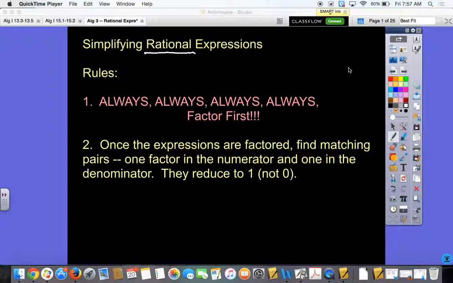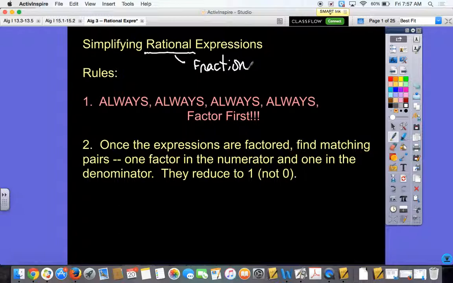All right, we're going to look at simplifying rational expressions. Remember, rational in math means that you're dealing with things that can be represented as a fraction. So we're dealing with fractional expressions. You have two rules to start with. If it is possible for you to factor, always factor first. If you don't factor first, it's not going to be good. The only way this works is if you factor.